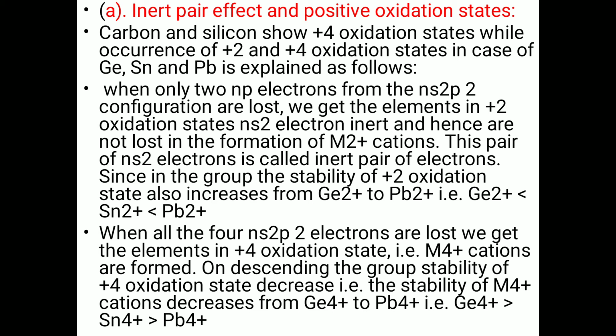Down the group, the stability of the +2 oxidation state increases from germanium ion to lead ion. When all four ns2np2 electrons are lost, we get the elements in +4 oxidation state, i.e. M4+ cations are formed. On descending the group, the stability of the +4 oxidation state decreases, i.e. the stability of the M4+ cation decreases from germanium 4 to lead 4.